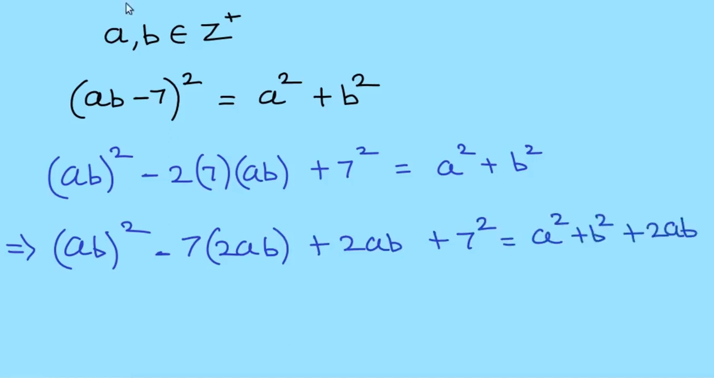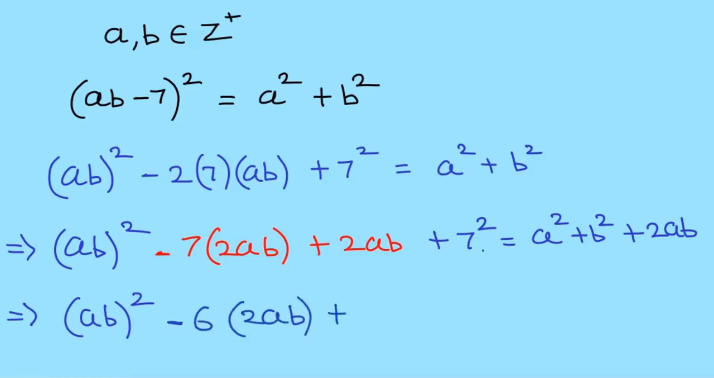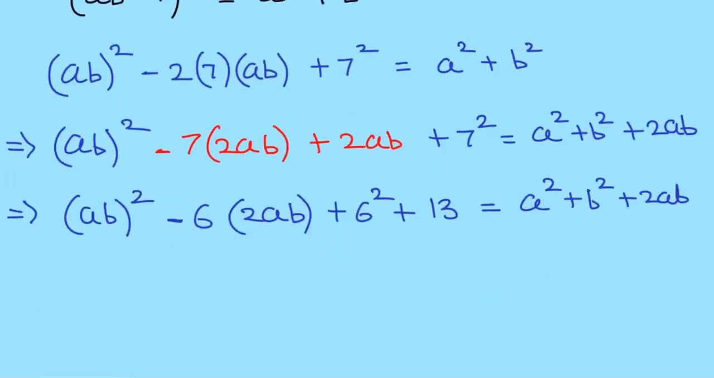Now consider minus 7 times 2ab plus 2ab. This is (ab) whole square minus 6 into 2ab plus 7 square, which is 49, and we can write it as 36 plus 13. 36 is 6 square, so 6 square plus 13 is equal to a square plus b square plus 2ab.